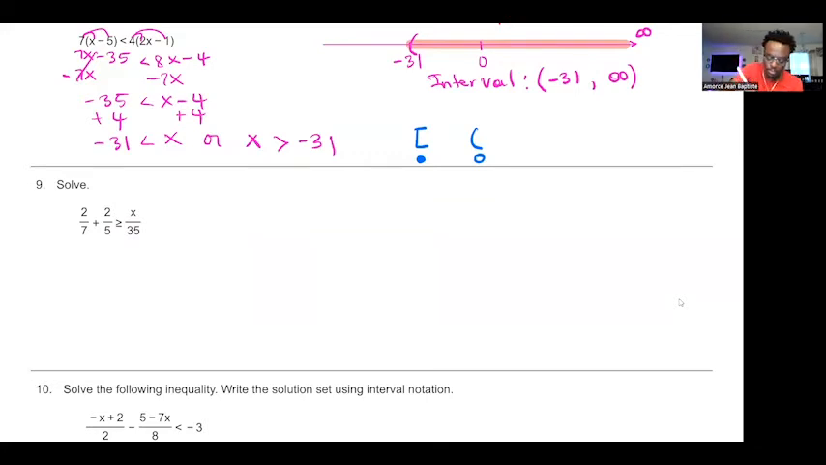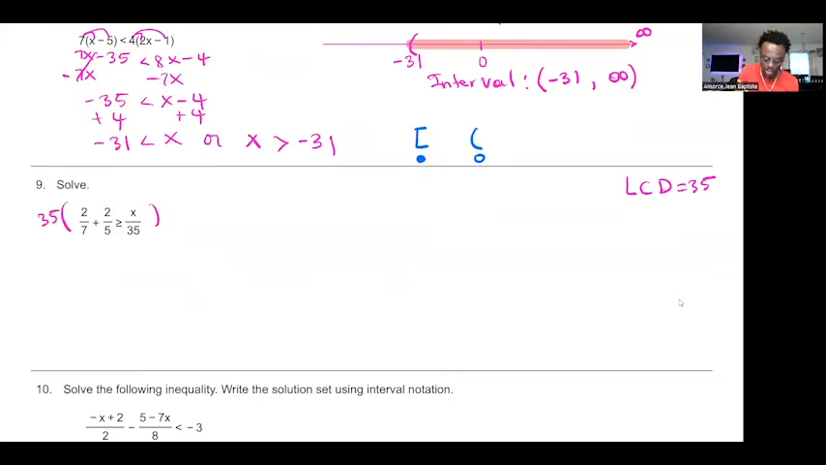Number 9, they say that we need to solve. Well, to solve this, whenever you have fractions, it's required for you to find the LCD. All the denominators are 7, 5, 35. 35 includes a factor of 5. It has a factor of 7. So my LCD is automatically 35. And then I would multiply by 35 to cancel the denominators.